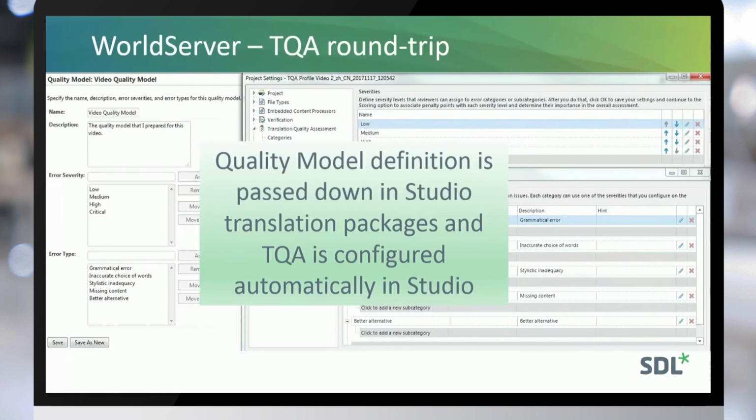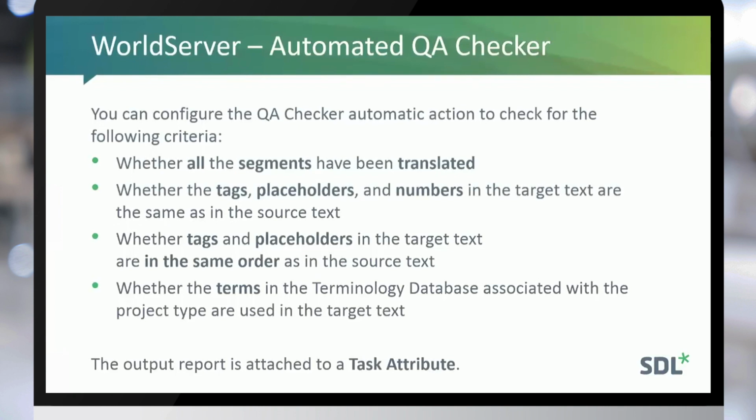So again, it's really joining up the supply chain, that feature, but with a focus on quality tracking. Automated QA checker, I won't read out all the text, I'll try to highlight what's in this. It's, I guess, a first iteration of this QA check, and it checks whether all segments have been translated, whether the tags match in the target versus what's in the source, and whether they're in the same order.